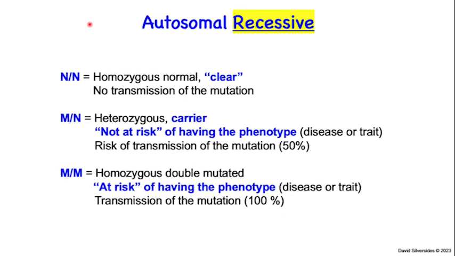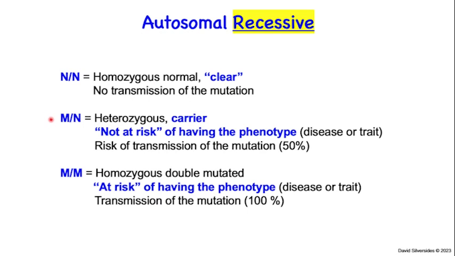One aspect about simple genetic diseases in our domestic animals, including cats, is that, for the most part, they have autosomal recessive heredity. So we'll go over the genetic possibilities. An animal can be NN, two copies of the normal version of the gene. This animal is said to be homozygous normal. Clear is not at risk of having the disease and will not transmit the mutation to the next generation.